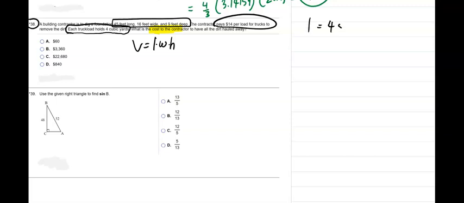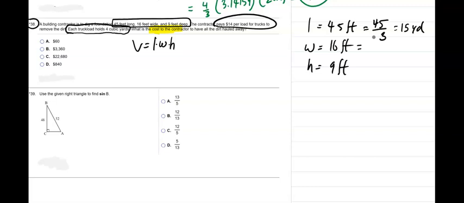So length here is 45 feet, width here is 16 feet, right? And height here is 9 feet. I've got to change these feet to yards, because each truckload holds 4 cubic yards. So 45 feet equals 15 yards. We divide by 3, because 1 yard equals 3 feet. So this gives you 15 yards.